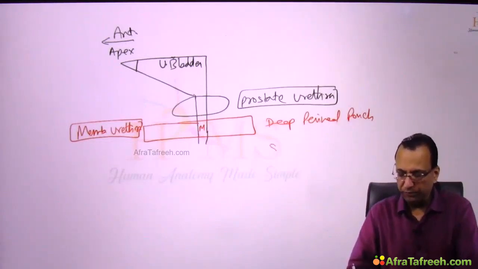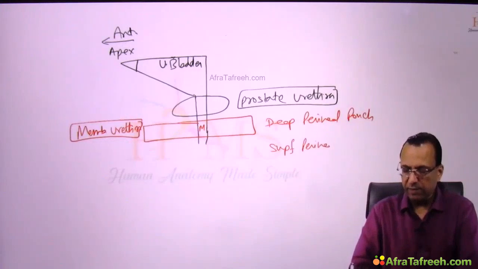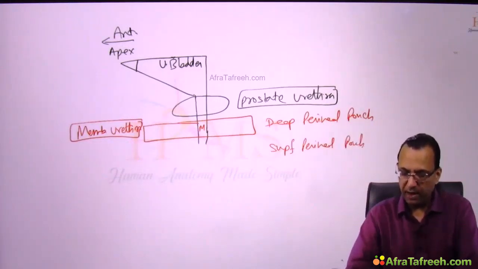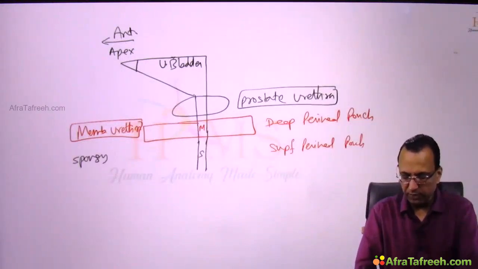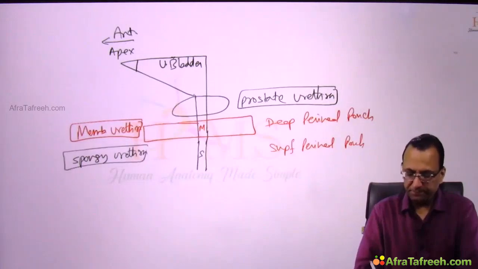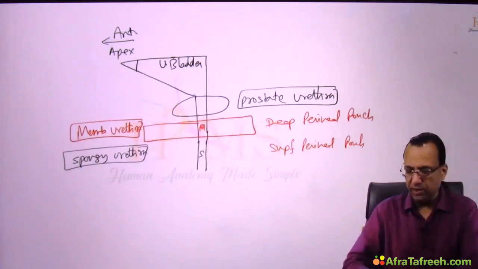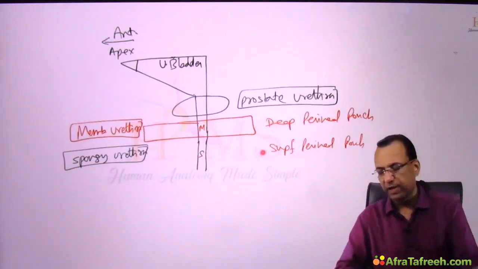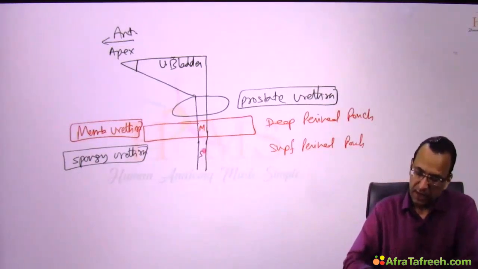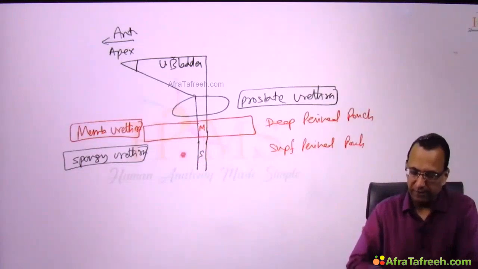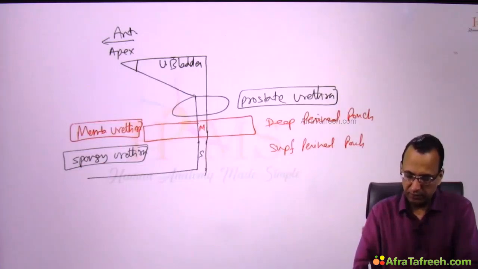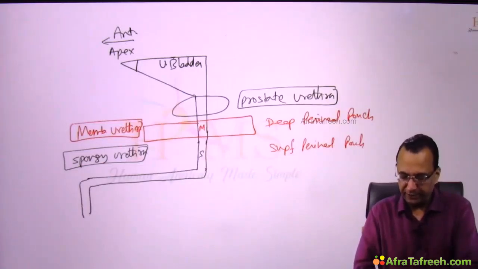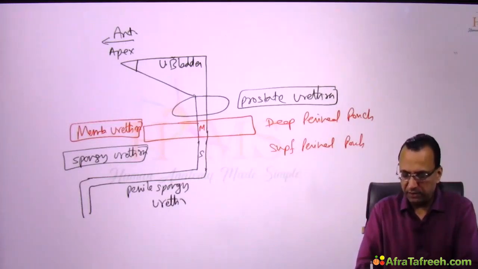Now it will come into the superficial perineal pouch. And when it is coming to the superficial perineal pouch, it will change the name and you will call it the spongy urethra. S for spongy urethra. So first it was membranous urethra in the deep pouch and now it has become spongy urethra in the superficial perineal pouch. Yeah, that is the point. Then this superficial perineal pouch having the spongy urethra will enter the penis and become the penile urethra. So it is now entering the penis and it is the penile spongy urethra. And this is the tip of the urethra.